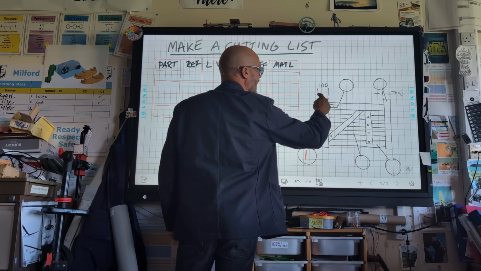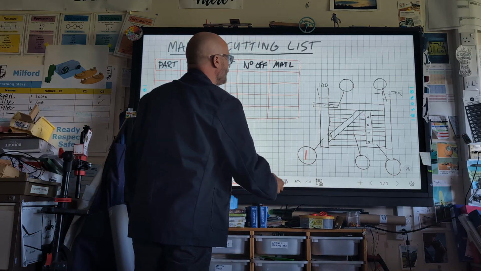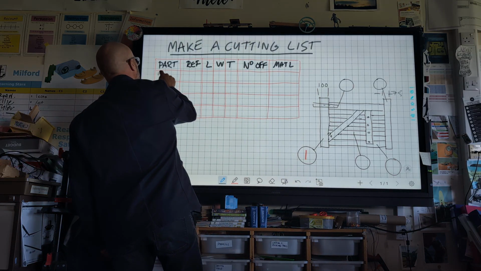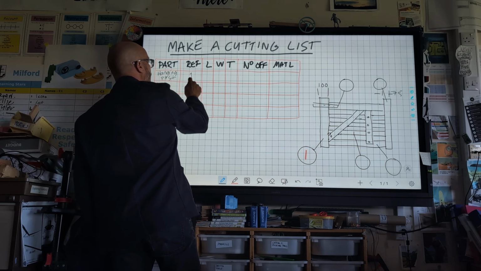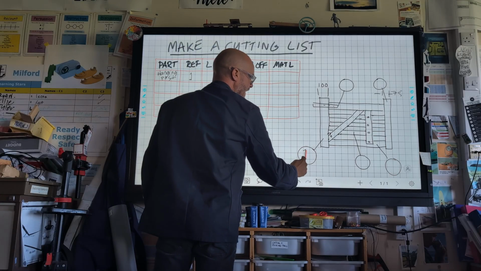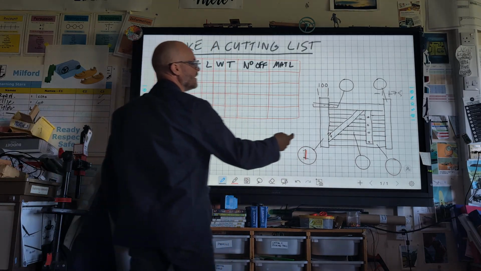So let's have a look at our hanging post, for example, right? So this is called a hanging post. I'm going to write the name hanging post in there. And the reference for it is part 1. I've just labeled it part 1 in there, okay? Right, next thing I need to know is the length of it.